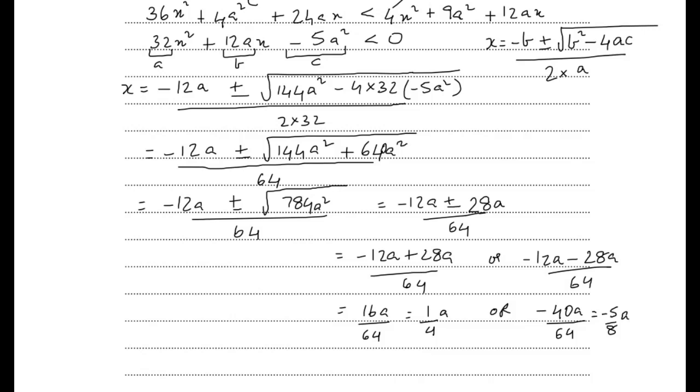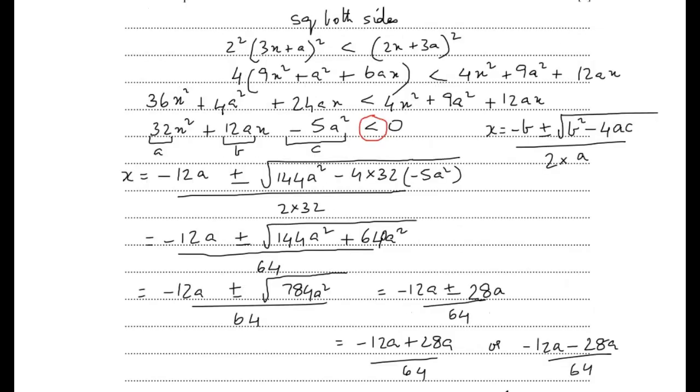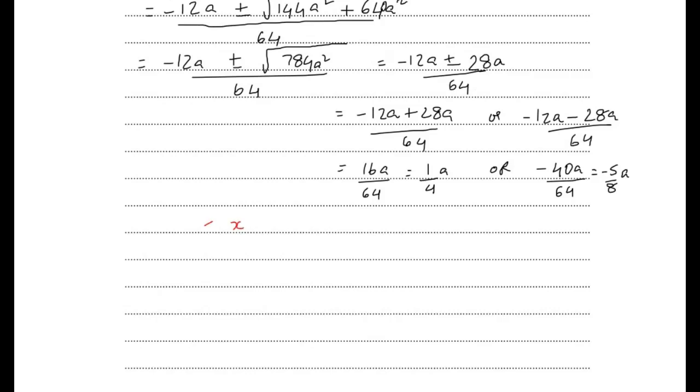Now all I have to do is look at the inequality sign. So it's a less than. Since it's a less than, x lies between the two roots that we found, with the negative one on the left, minus 5 by 8a, and 1/4 of a. And that's the solution.